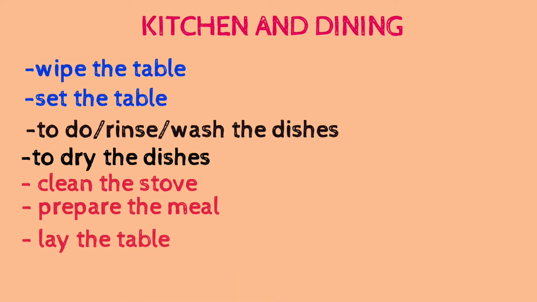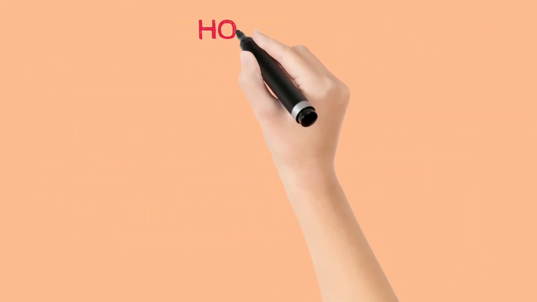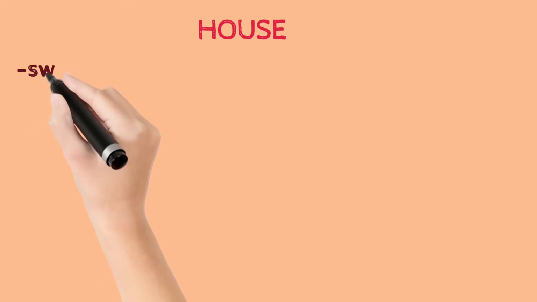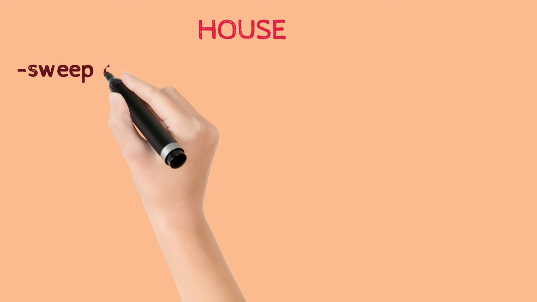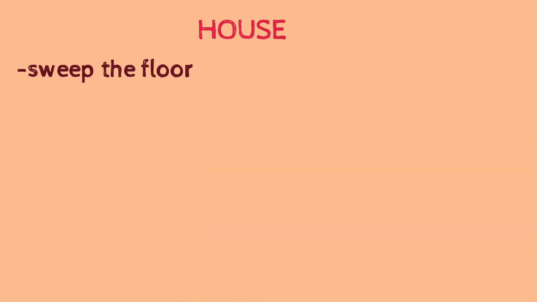I hope that this tip proves helpful. Now after kitchen we will move to the floor of a house. So पहले क्या करेंगे हम? झाड़ू लगाएंगे. So झाड़ू लगाना is called as to sweep the floor. Sweep the floor. झाड़ू के बाद पोछा भी लगाएंगे.